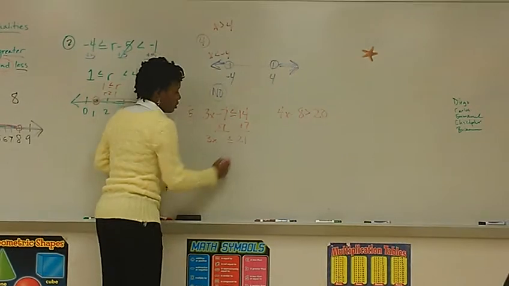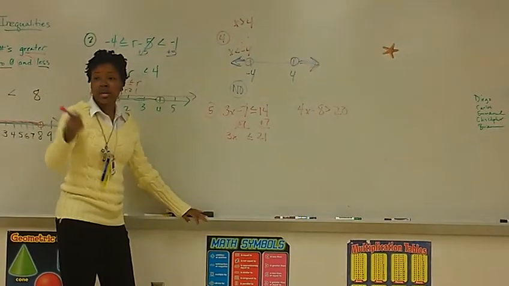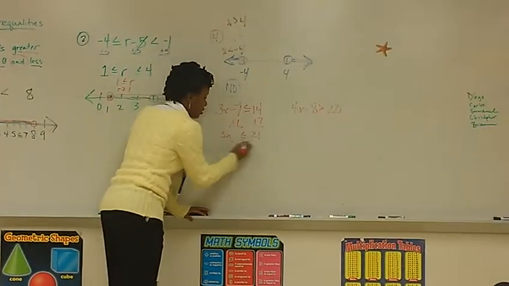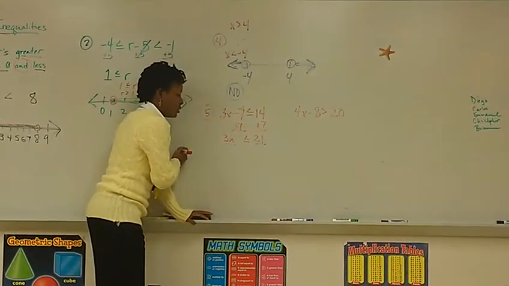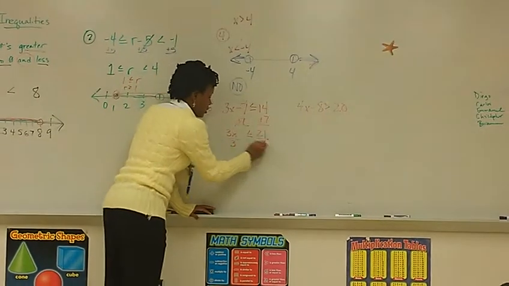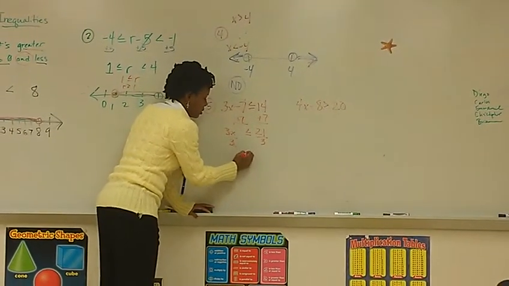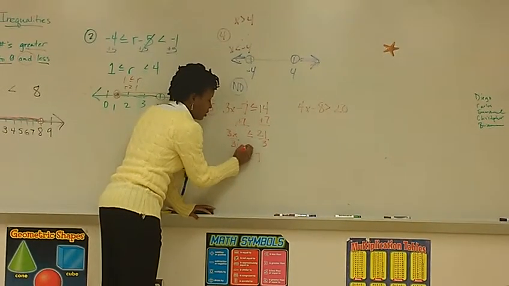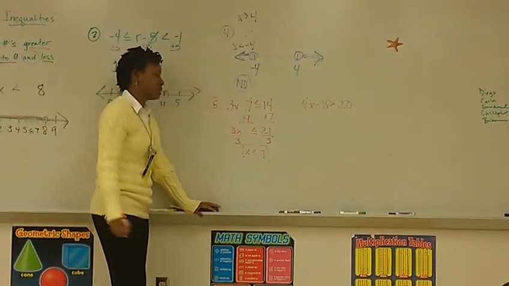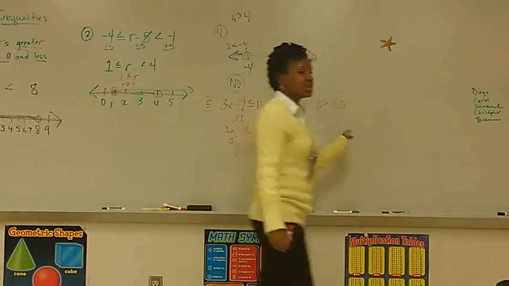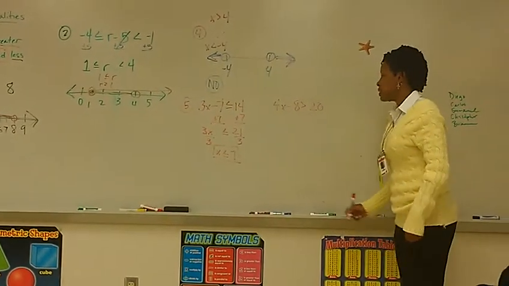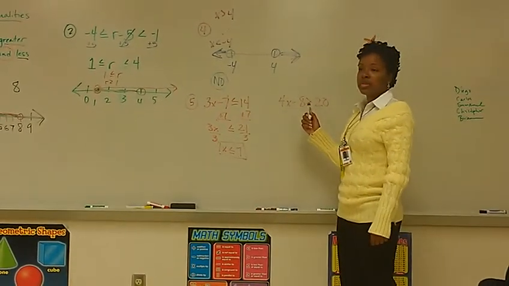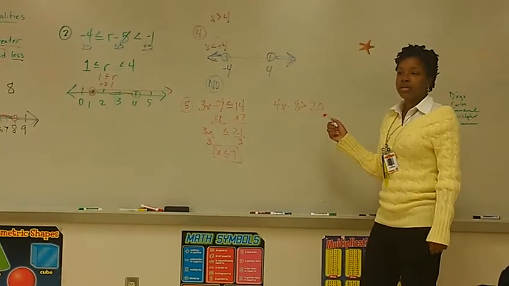21. What's my last step, Monica? You divide. Divide by 3. Good. And you get x is less than or equal to 7. Very good. X is less than or equal to 7. Now you come on this side. What do I do first to solve this side? Chris.